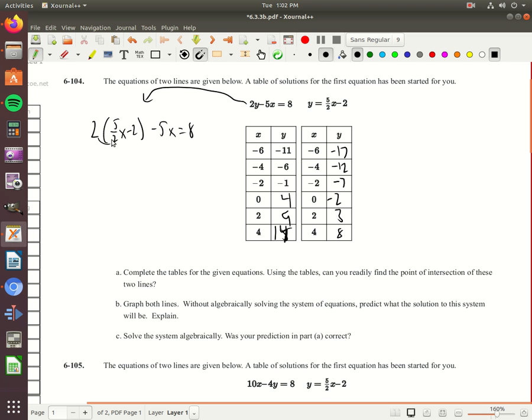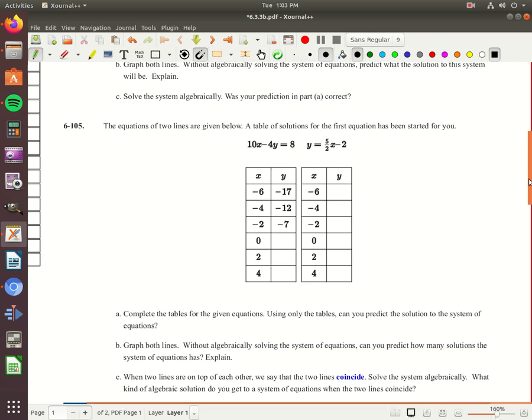So as I distribute, that will cancel. I'll get 5x minus 4 minus 5x equals 8. You can see these eliminate. I get -4 equals 8, which is false. And again, that's what we expect. We expect a false statement, which lets me know that those lines are parallel. So that's what we have there.